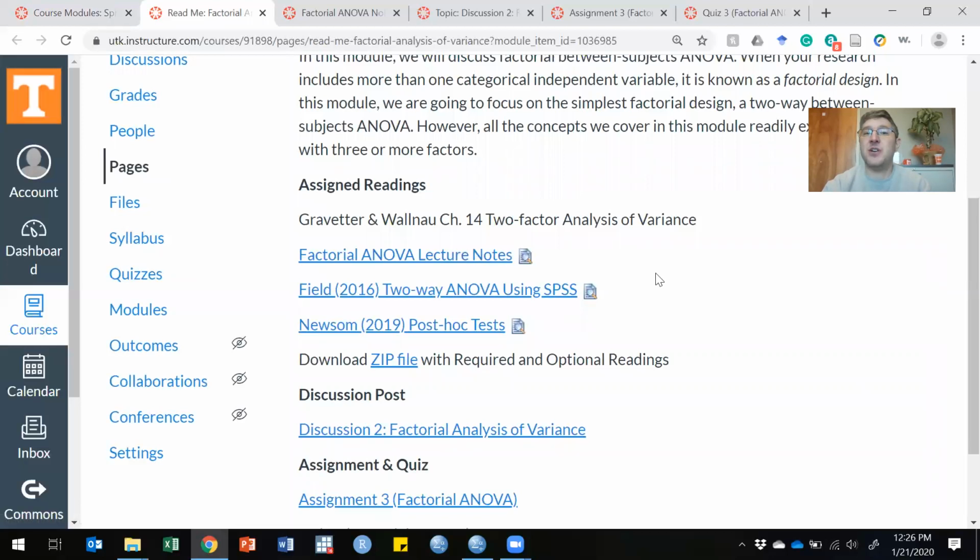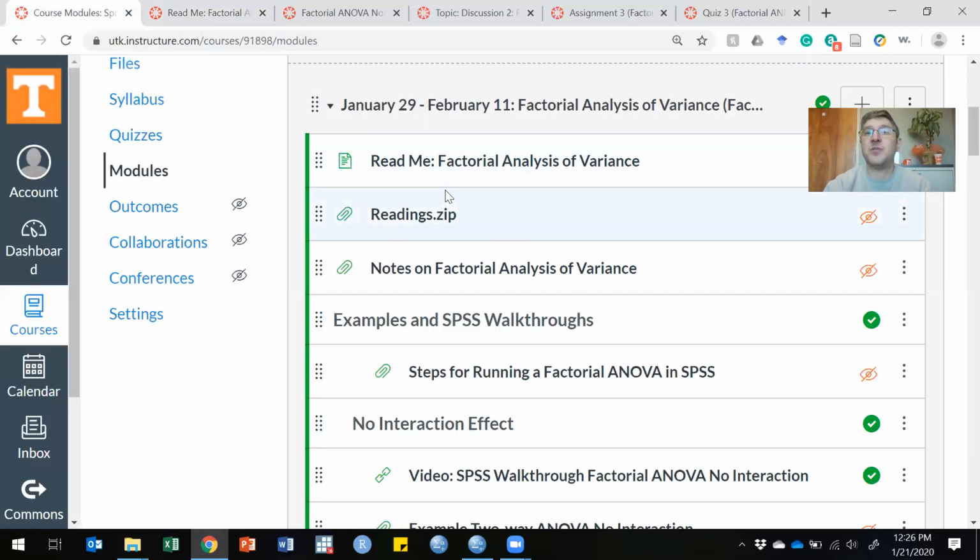There's my lecture notes, an example of using two-way ANOVA in SPSS, and then a little write-up on different post-hoc tests. You can also download a zip file here with all of the non-textbook readings, and then some additional optional readings if you want to learn a little bit more about Factorial ANOVA.